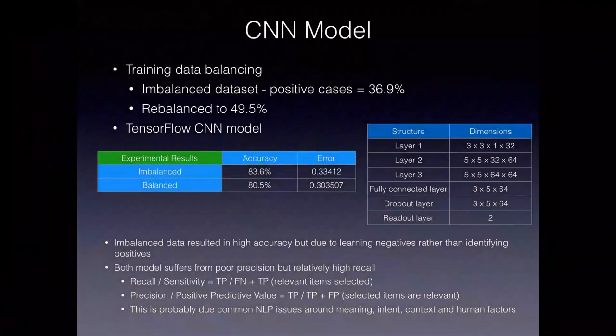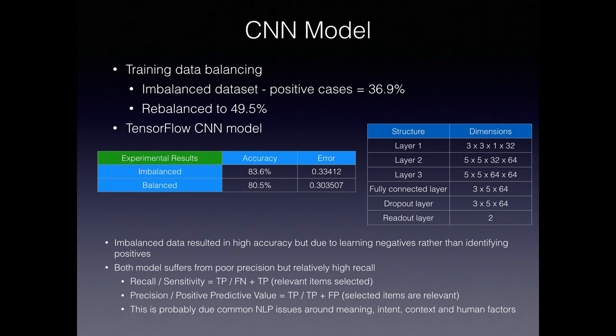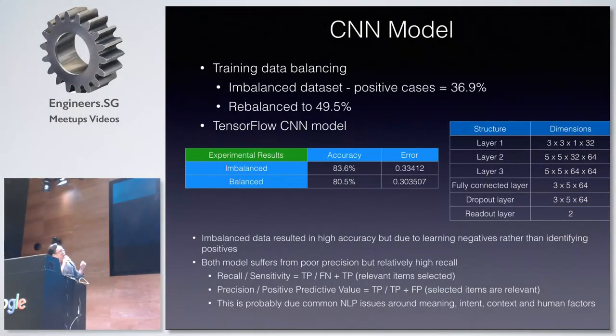So anyway, back to the presentation. A couple of things also to note about CNNs, which I've observed. Imbalanced datasets and balanced datasets. My experience with this particular exercise was that, as with any other neural network, having a balanced dataset is very, very important. With the imbalanced dataset, you can see here, it gets 83.6%. It might seem very good, but actually it's due to learning the negatives rather than identifying the positives. So that 83% is actually a very misleading figure.